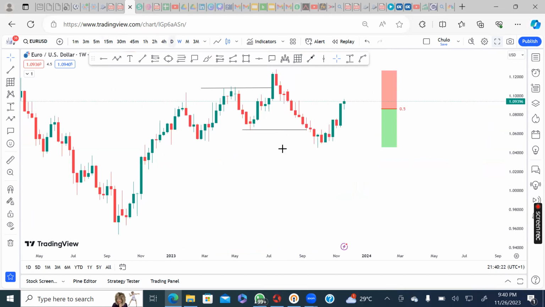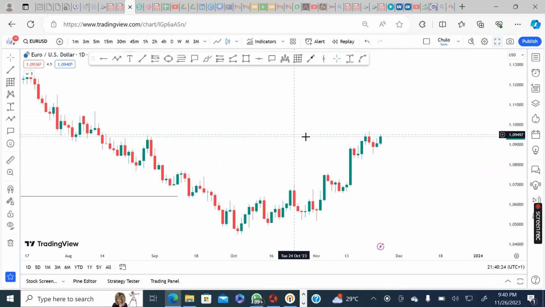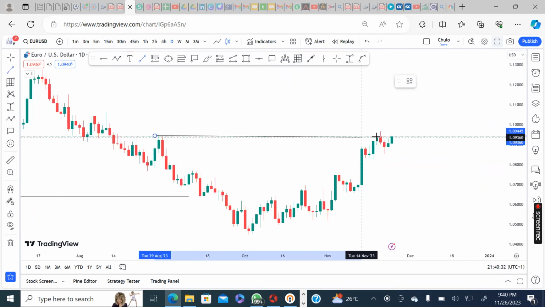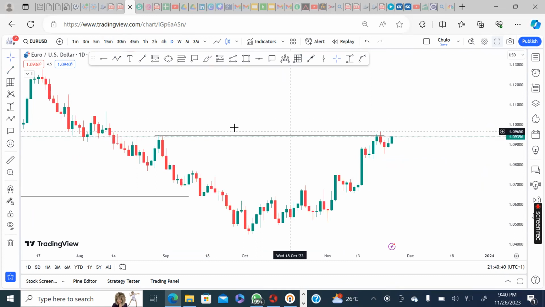So let's go to the daily and see what we're going to get. From our analysis last week, I told you guys that price is going to come and take out this buy stop liquidity resting above this place. Now look at what happened. Price did take it out. So that's the number one sign that I should expect a drop on Euro USD in the coming week.